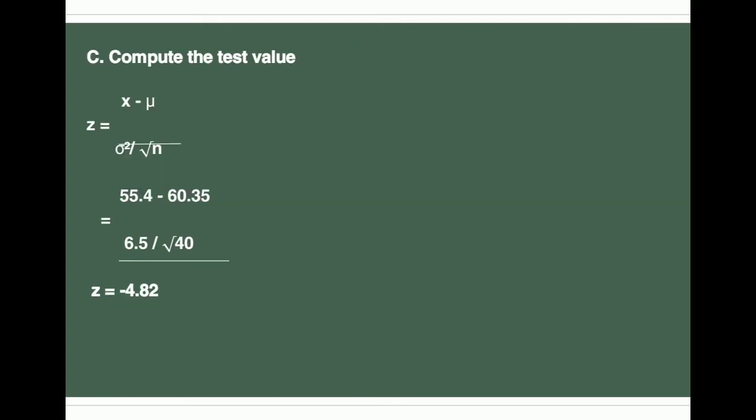The formula is z is equal to the sample mean minus the population mean over the standard deviation over the square root of n. To substitute, 55.4 minus 60.35 over 6.5 over the square root of 40 is equal to negative 4.82. So the test value is negative 4.82.